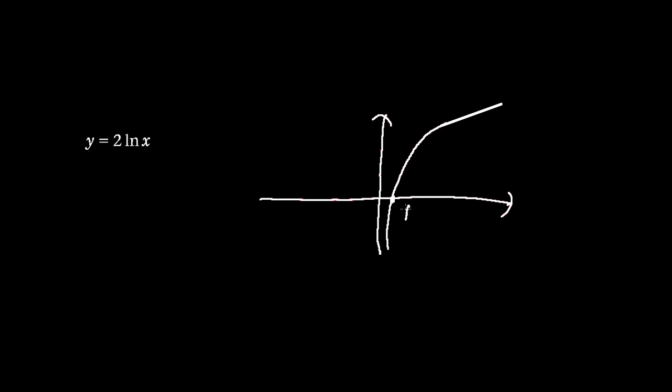The next one is y equals 2 ln x. This is going to have no effect whatsoever. The picture is going to be exactly the same, and it is going to pass through the point 1. If it was y equals 3 ln x, 4 ln x, 5 ln x, the picture would be the same. It would have no visible effect.